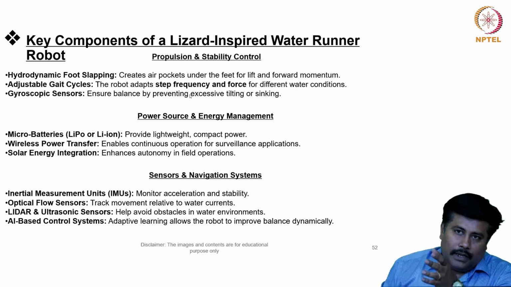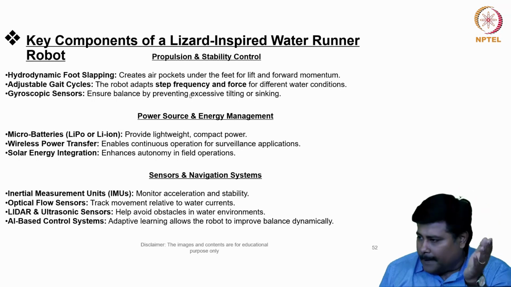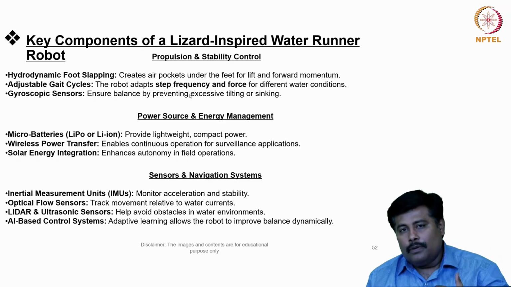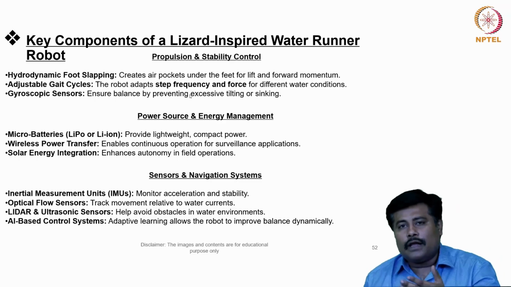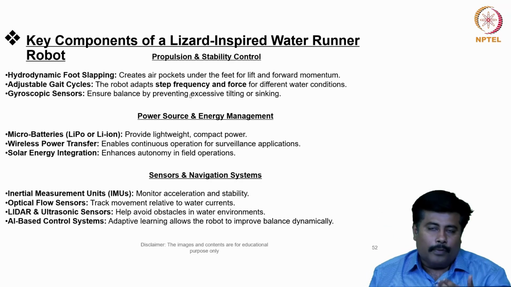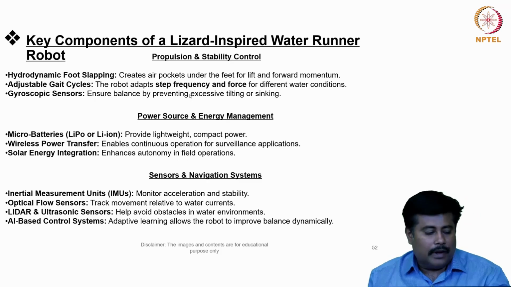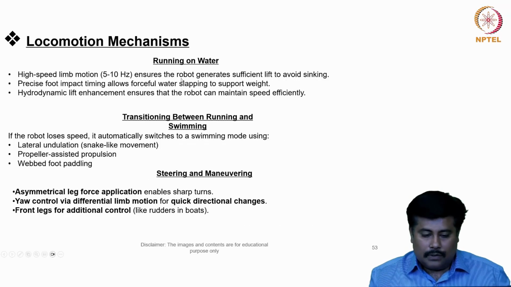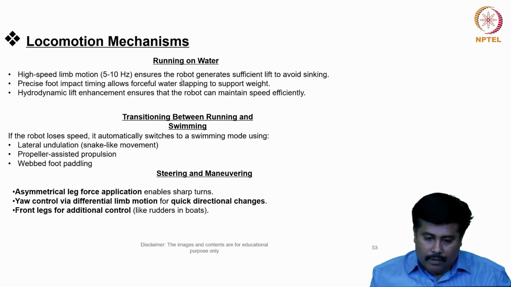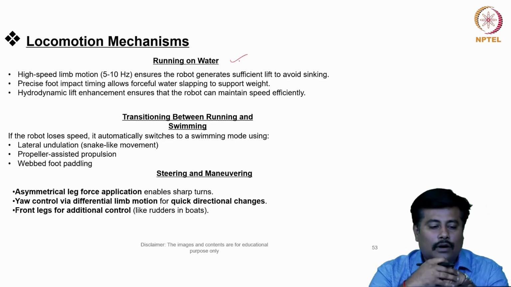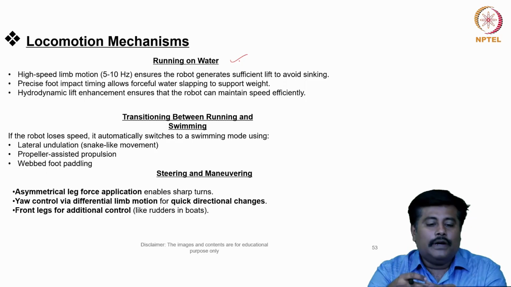When the robot is made to work in two modes of working environment, appropriate inputs can be acquired and appropriate decisions can be made using these AI-based control systems. Now, as I had mentioned earlier, when we are considering running on the water environment, ideally we expect that it should have a high-speed limb motion.